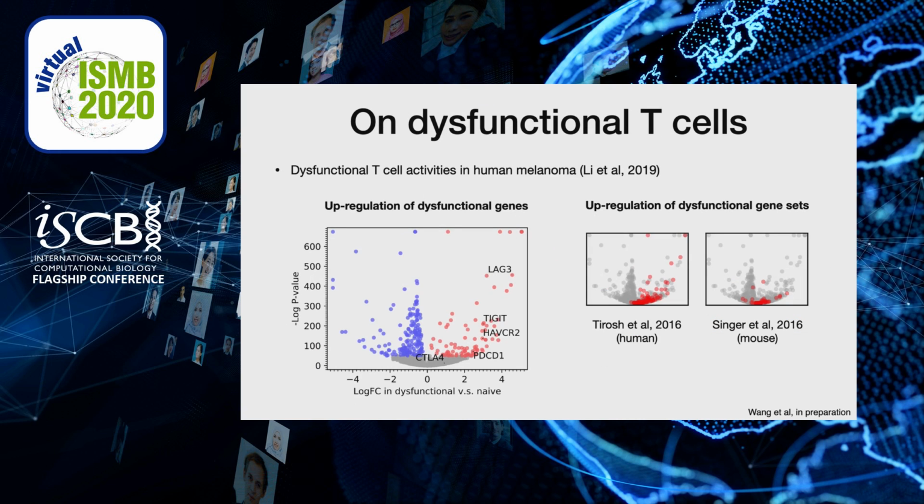We then move to look at some real data sets and see what kind of biology we could recover. In this case, we use dysfunctional T cell activity in human melanoma. We first perform differential expression between dysfunctional and naive T cells, and on the left, we could recover the very well-known dysfunctional genes as annotated here. They are upregulated. We also look at the known dysfunctional gene sets as annotated in the previous data set, and we found significant enrichment of the annotated dysfunctional gene sets as well. This means Normalisr could recover the known biology with differential expression.